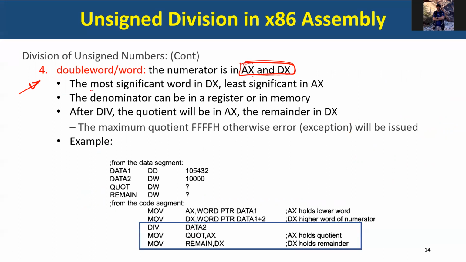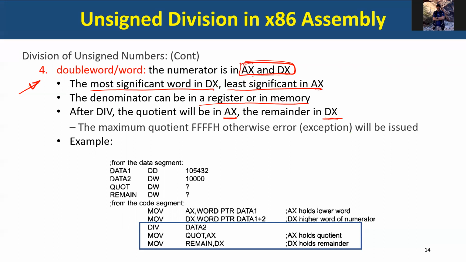The most significant word will be in DX, the least significant word will be in AX. And the denominator can be again a register or a memory as usual. And after the division, the quotient will be in AX, the remainder will be in DX.